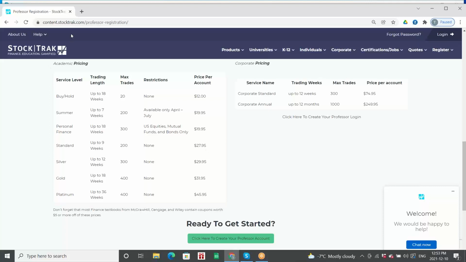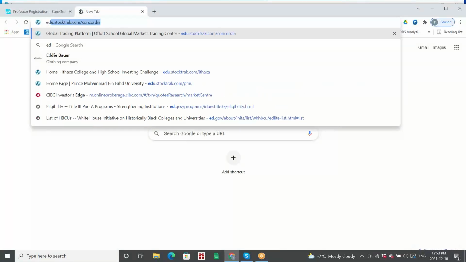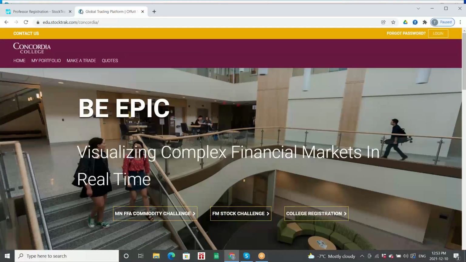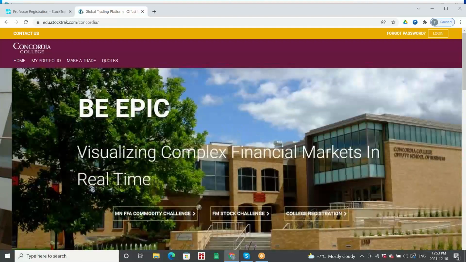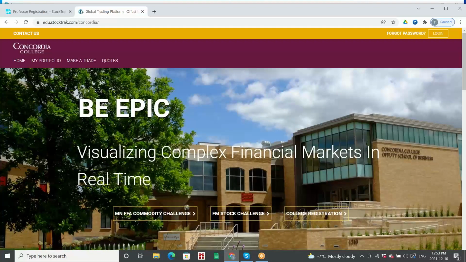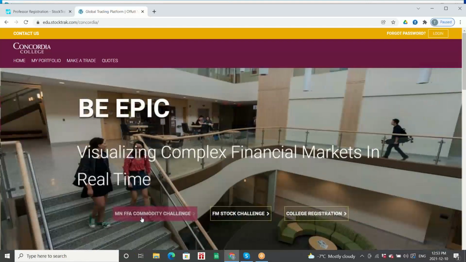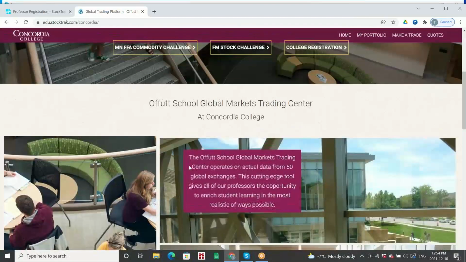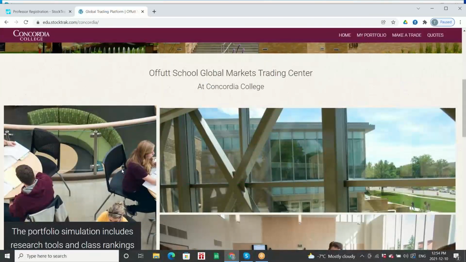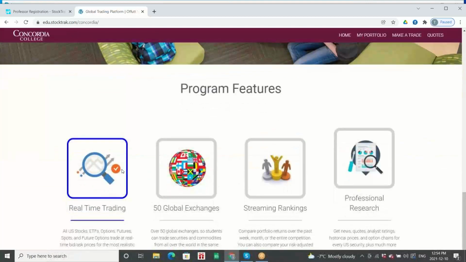A great example of a fully branded site could be something like this. This is our colleagues at Concordia College in Moorhead, Minnesota, and we've built an iteration of StockTrak.com for them. Concordia College also has an FFA Commodity Challenge, which is Future Farmers of America. They have their college program, and this is really an extension of the business school. So they prefer to have a fully functional version of StockTrak.com, which they use on an annualized basis in their business program, and also for their extracurricular extension programs as well.